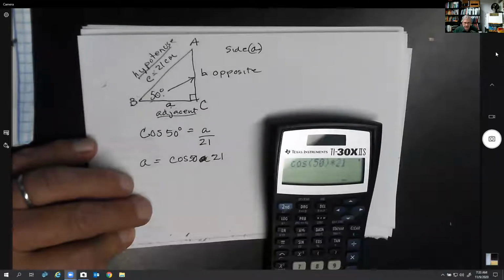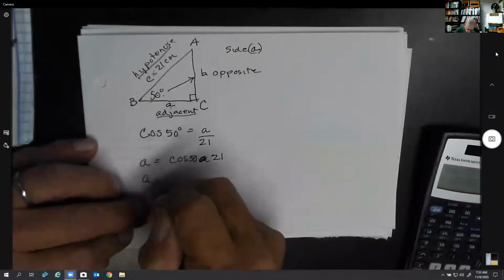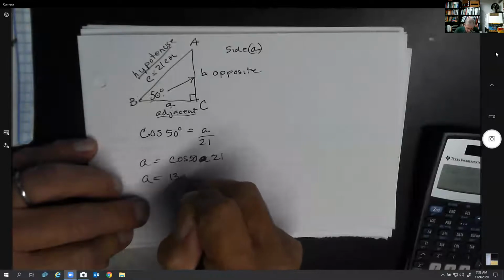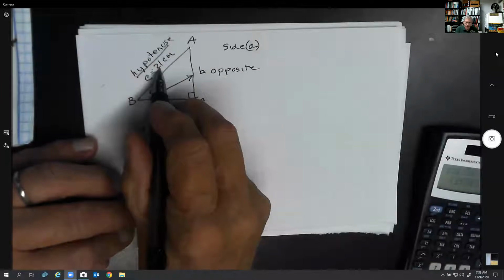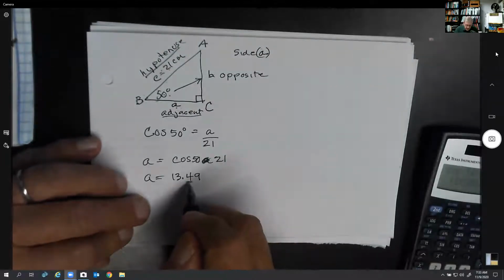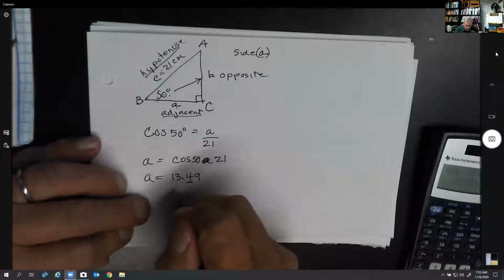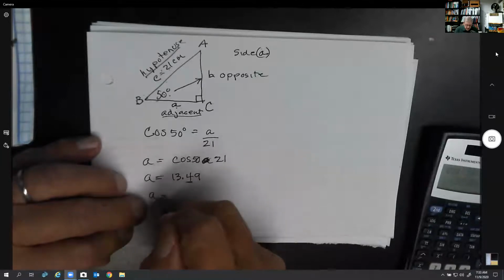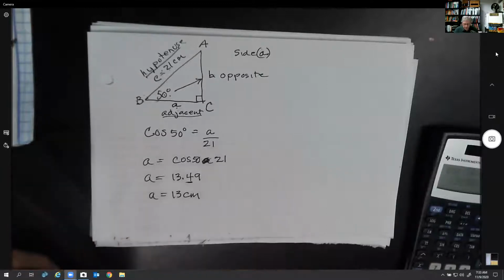Just that easy. And this should give us, being our answer, 13.49. Now, if we wanted that as a whole number, because this was a whole number, then this number behind it is a 4, and that's pretty small. So we're going to keep this at 13. So A is 13 centimeters. And there we have found this missing side.